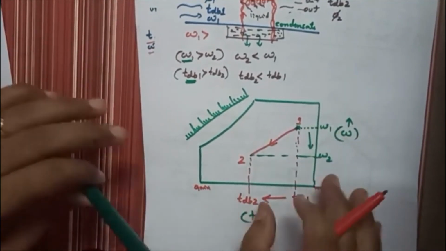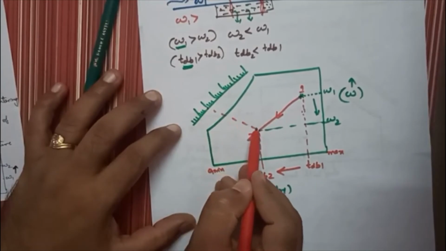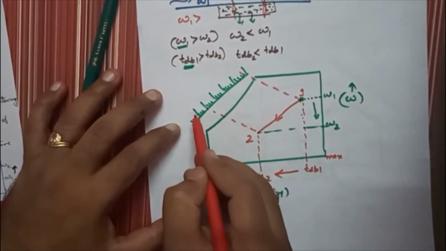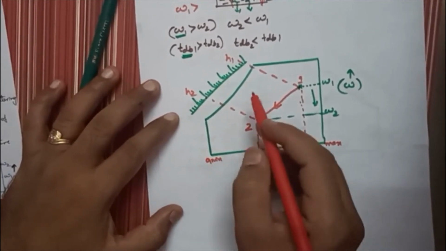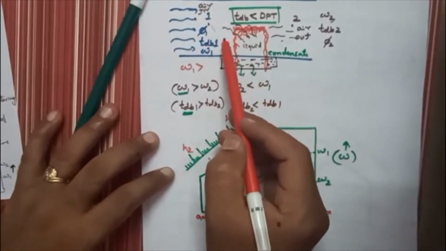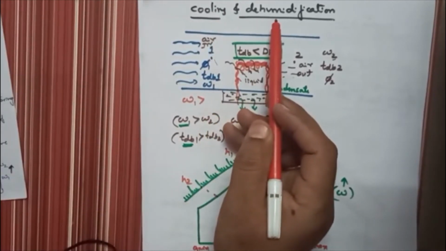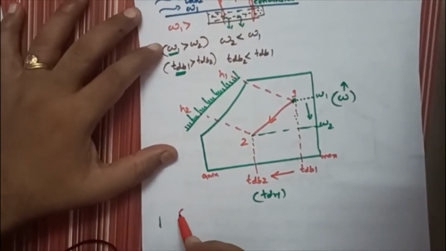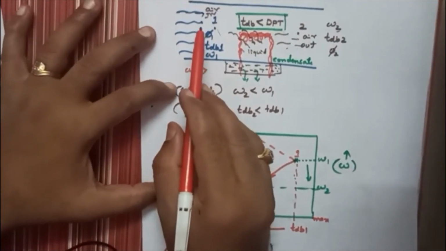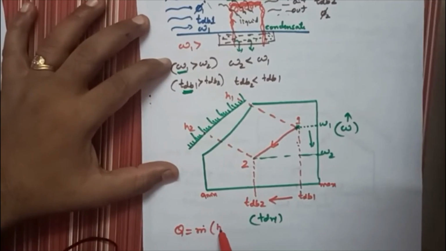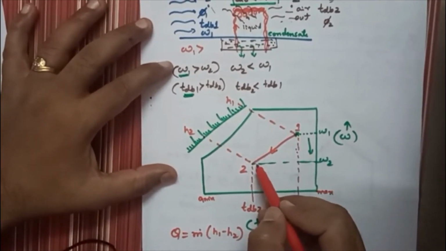So if I ask you to calculate enthalpy at point number 2, I will represent this as the H2 value and this is the H1 value, H2, H1. If I ask you to calculate the amount of heat released during the cooling and dehumidification process, then Q, the amount of heat released, is equal to m dot, mass of air, multiplied by H1 minus H2, highest enthalpy minus lowest enthalpy.